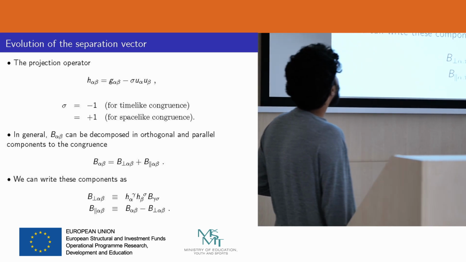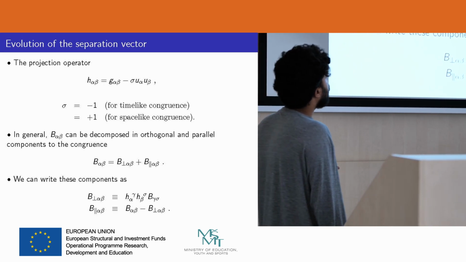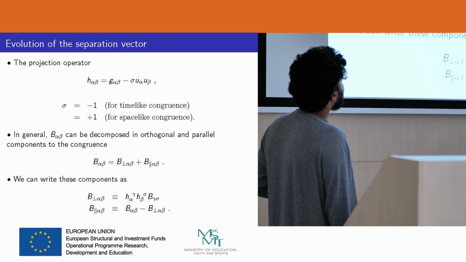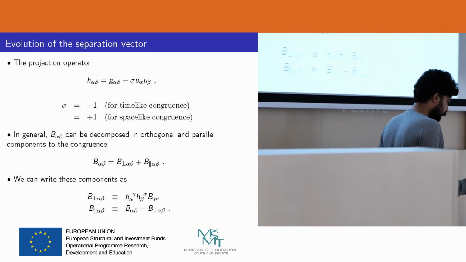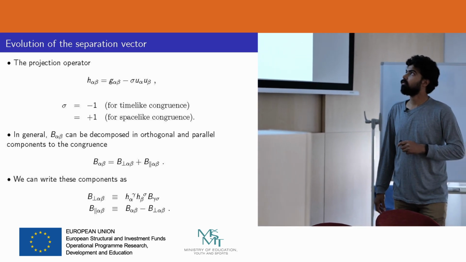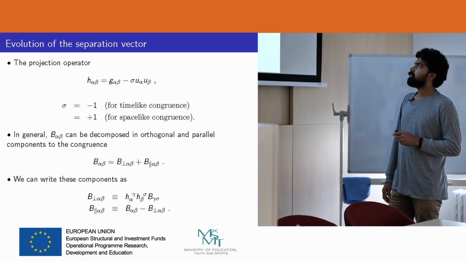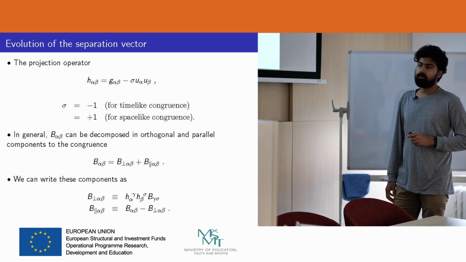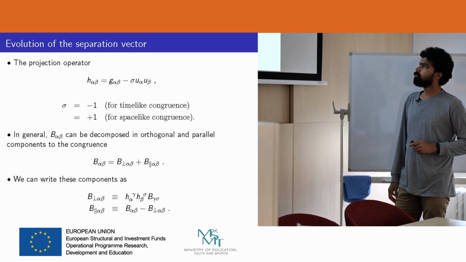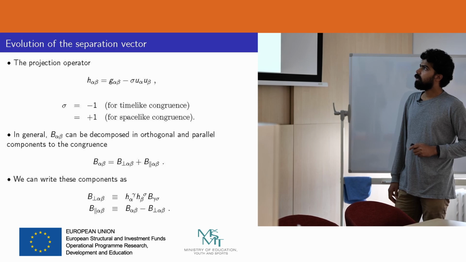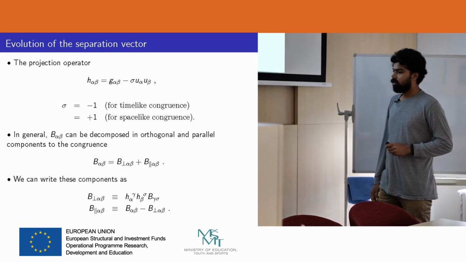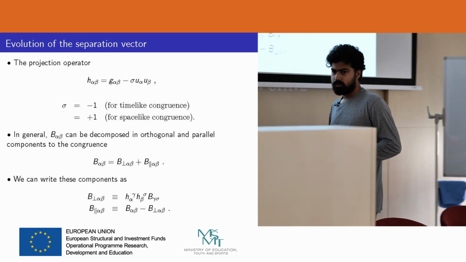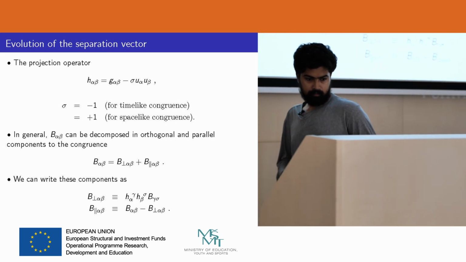Okay, so now we define the projection operator. The projection operator H alpha beta is defined as g alpha beta minus sigma u alpha u beta, where u is the tangent along the direction of flow, and this sigma can be -1 or +1 depending on whether those congruences are time-like or space-like.